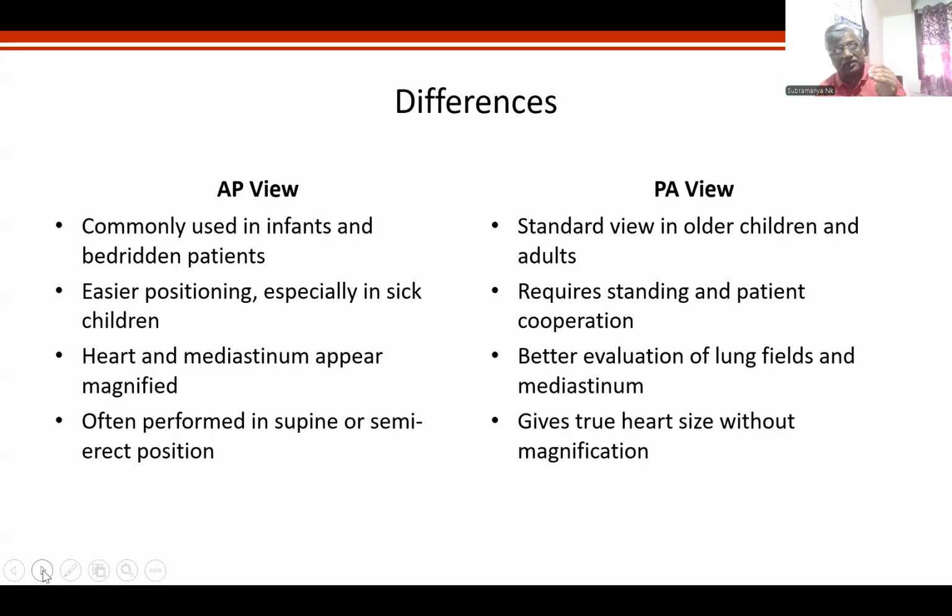Now look at the AP, common in infants. Heart and mediastinum appear magnified. I'm summarizing it for you. But why do you need an AP? It is easier for positioning, especially in sick children. A sick child cannot cooperate, and it is often performed in a semi-erect or supine position. PA is the standard view, requires cooperation, allows better evaluation, and gives the perfect sizes of not just the heart, but the lungs and all structures.